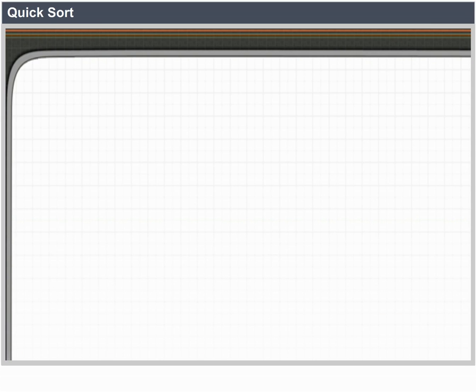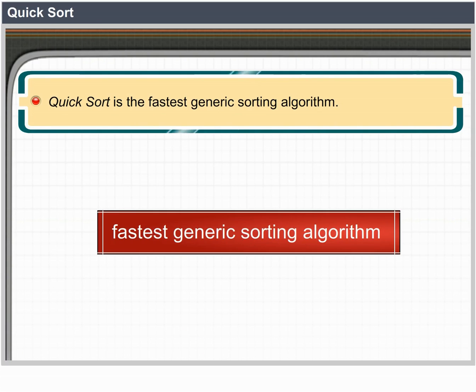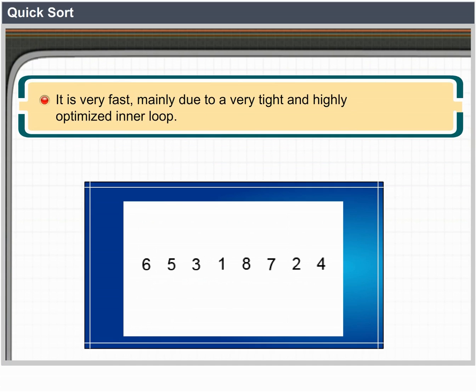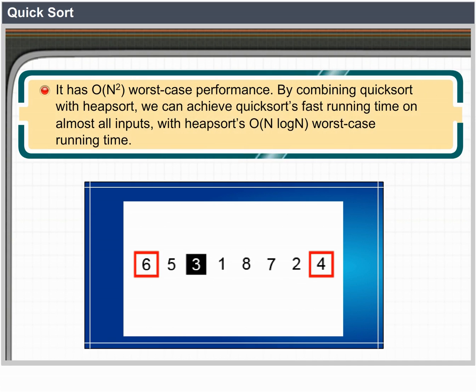Quicksort. Quicksort is the fastest generic sorting algorithm. Its average running time is big O of n log n. It is very fast, mainly due to a very tight and highly optimized inner loop. It has big O of n squared worst case performance. By combining Quicksort with Heap Sort, we can achieve Quicksort's fast running time on almost all inputs, with Heap Sort's big O of n log n worst case running time.